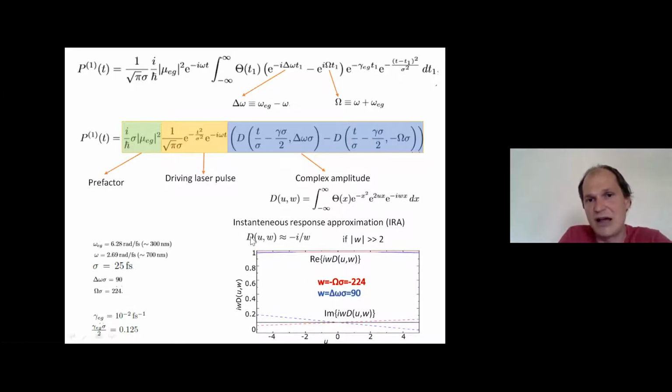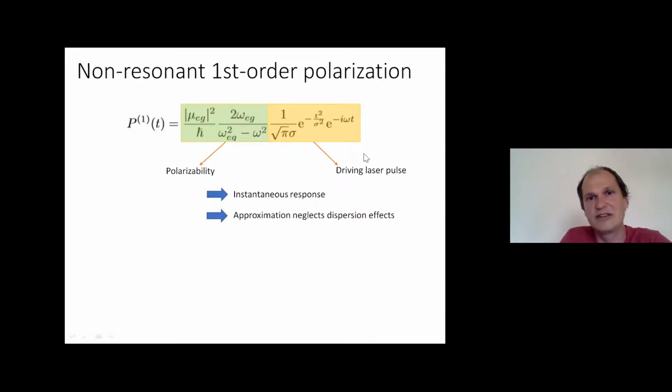I would call this approximation the instantaneous response approximation, because you see why immediately. Now we can plug this approximation in, and we get a very simple equation for the non-resonant polarization. You just get the driving laser pulse and some prefactor, which is the polarizability. So we now see that the polarization instantly follows the driving laser pulse, the electric field, which is an instantaneous response.